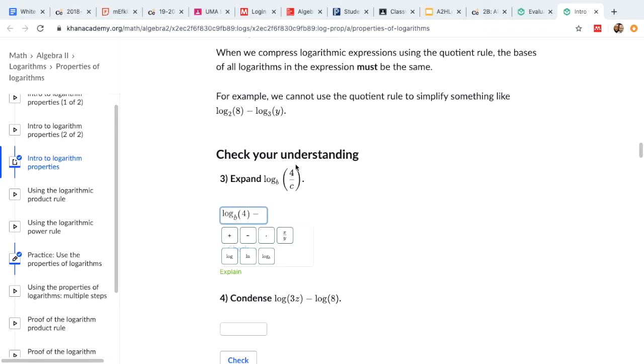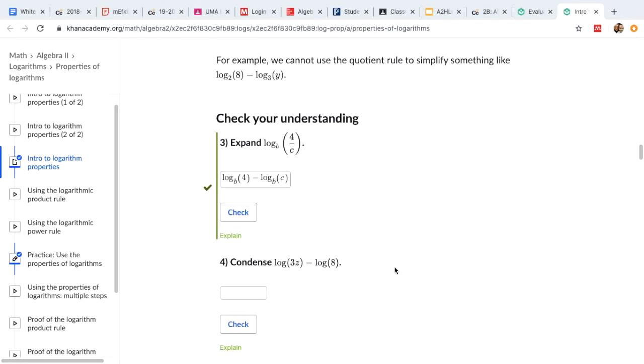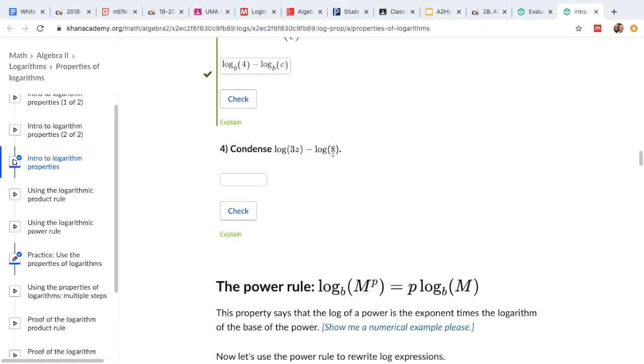And then I'm going to go on the outside. Minus, right, top minus the bottom, log base b, because they have to both be the same and they have to mirror this one right here. And I'm going to put a c right in here. Okay, and we'll give it a checkmark. Good to go.